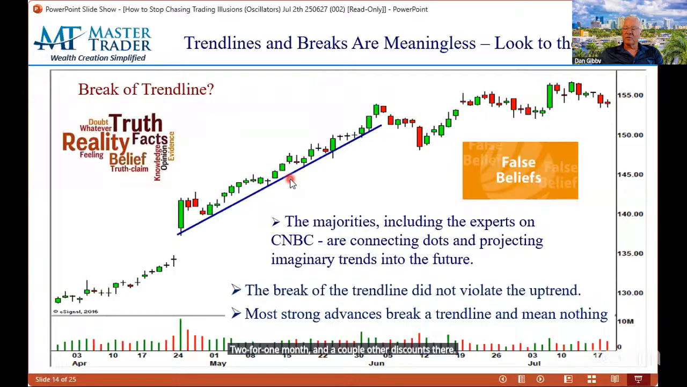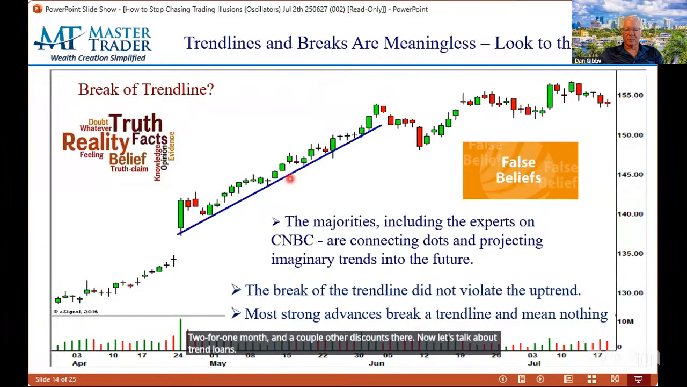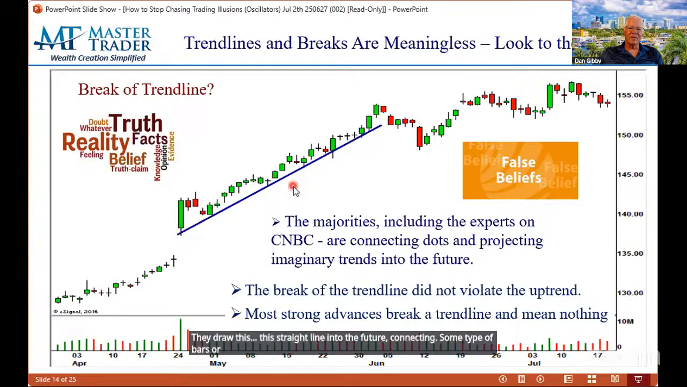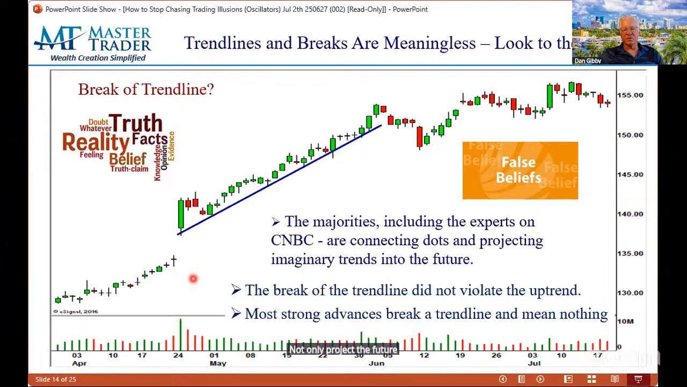Now let's talk about trend lines for a little bit. People think they draw this straight line into the future, connecting some type of bars or pivots, and they think that that's going to magically not only project the future, but project a trend change.